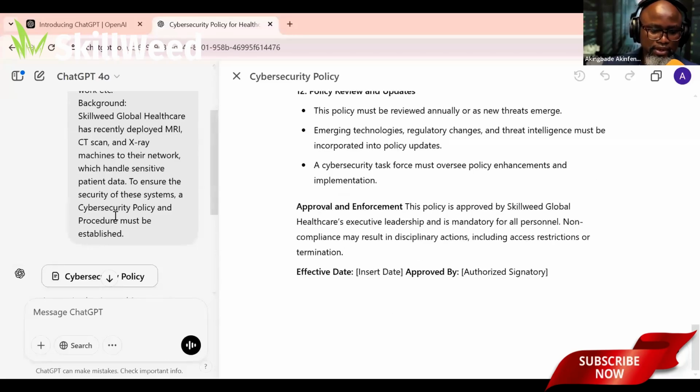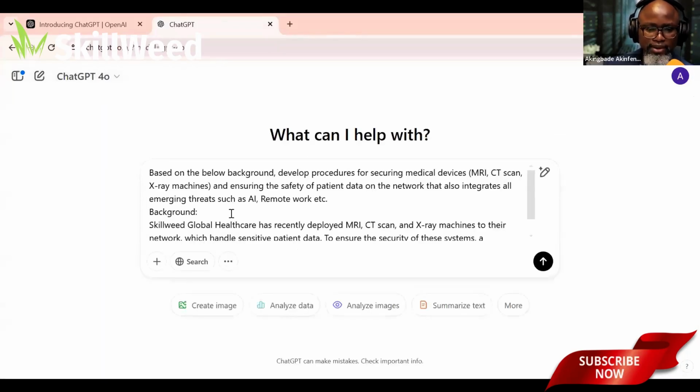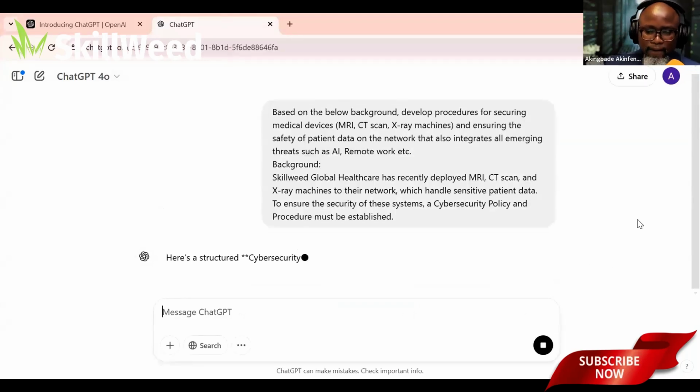Now, the first one we did was policy, right? Now let me tackle procedure. Remember again, I said based on the background information which is down, develop a procedure for securing medical devices, MRI, CT scan, X-ray, and ensure the safety of the patient. And I also said integrate emerging threats such as AI and remote work. Let's go. Let's see what it gives us.